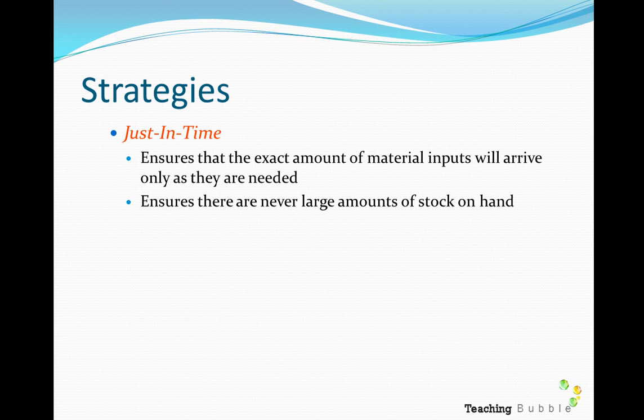Some other strategies that can be used are what we call a just-in-time process. That ensures the exact amount of material inputs will arrive only as they are needed. So there's no stock stored, no big warehouses of stock. They only arrive as they are needed. So that ensures that there's never large amounts of stock on hand.